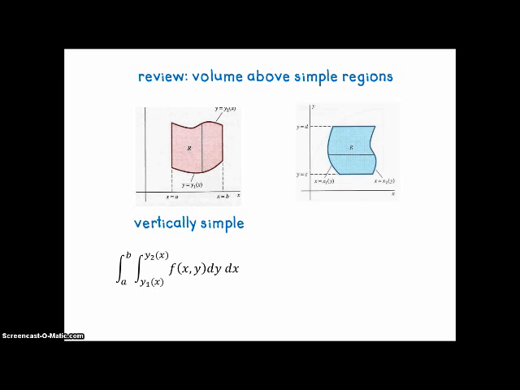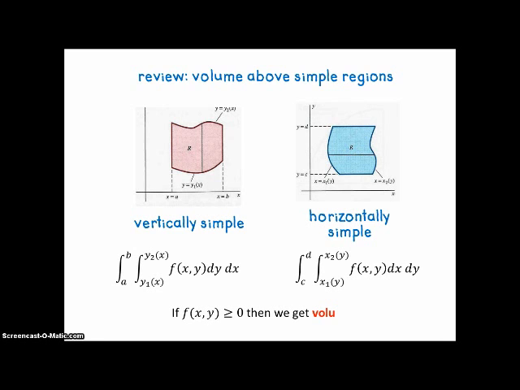This region is called horizontally simple because we can move from curve to curve, from left to right, always across the region. And so first we integrate with respect to x, moving from curve to curve, and then we integrate along the y-axis from c to d.